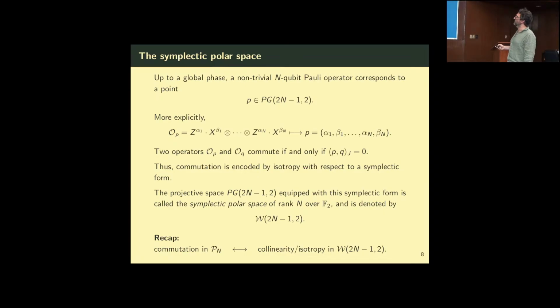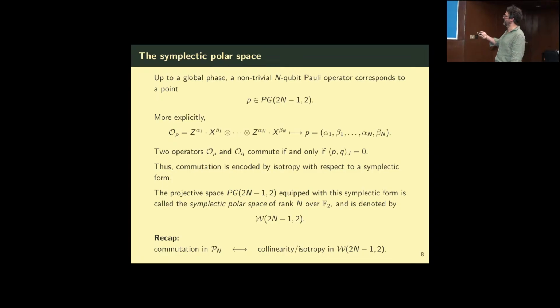And now you equip your projective space with this symplectic form, and you define what is called the symplectic polar space of rank n over the two-element field, which will be denoted for the remaining part of the talk by W_{2n-1}(2). Okay, but the important point here is that commutation relation in my n-qubit Pauli group becomes collinearity or isotropy in this new space that I call the symplectic polar space.